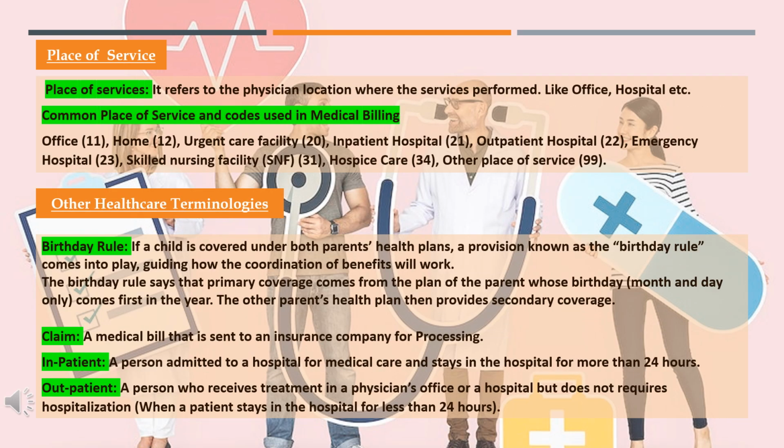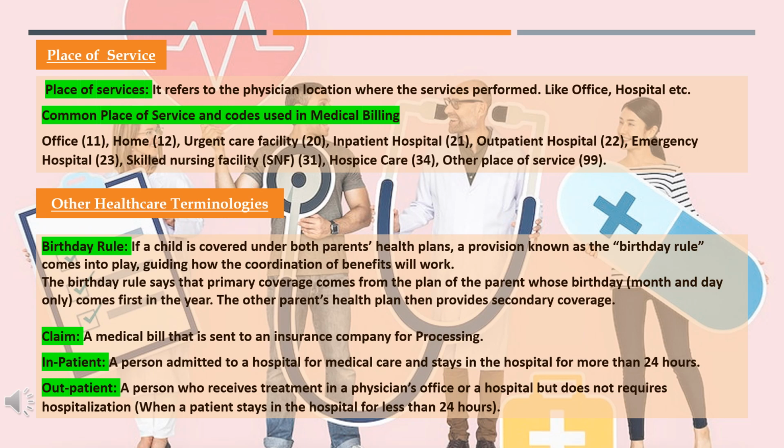Next topic is place of services. It refers to the physician location where the service is performed, like office, hospital, etc. Common place of service codes used in medical billing: office, 11; home, 12; urgent care facility, 20; inpatient hospital, 21; outpatient hospital, 22; emergency hospital, 23; skilled nursing facility, SNF, 31; hospice care, 34; other place of service, 99.